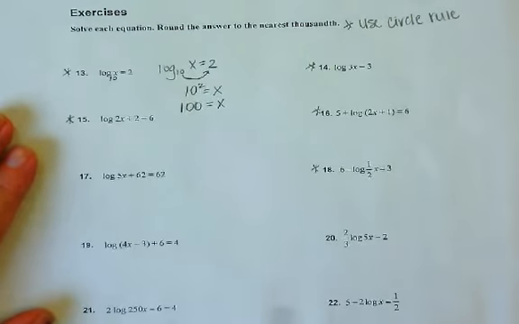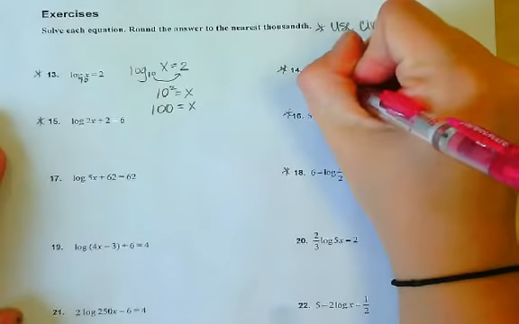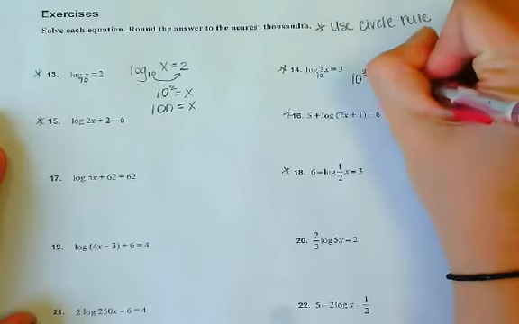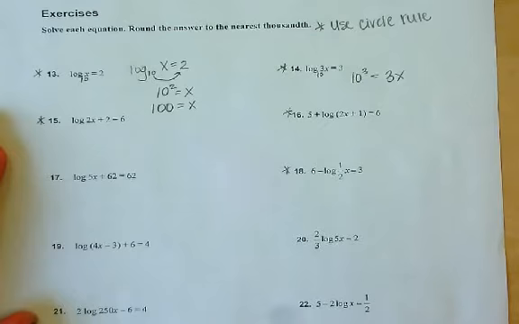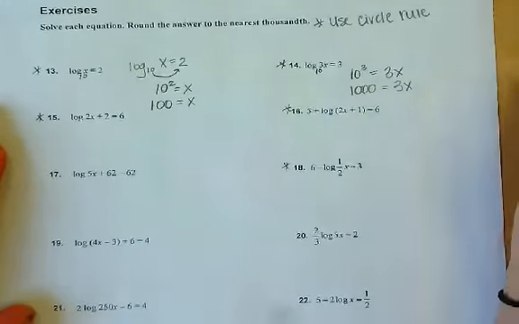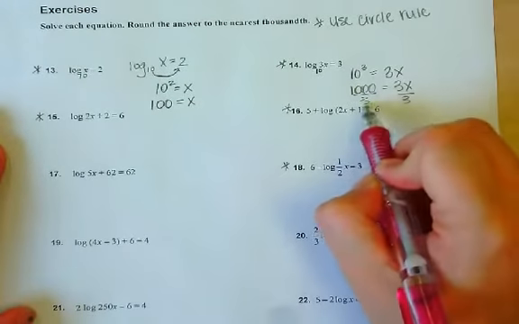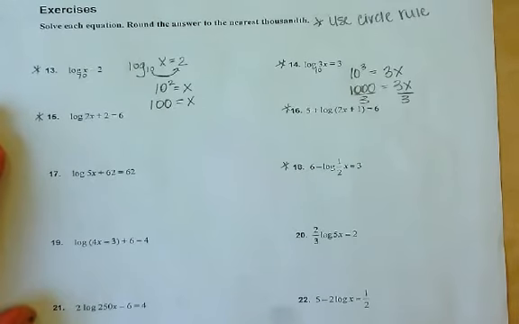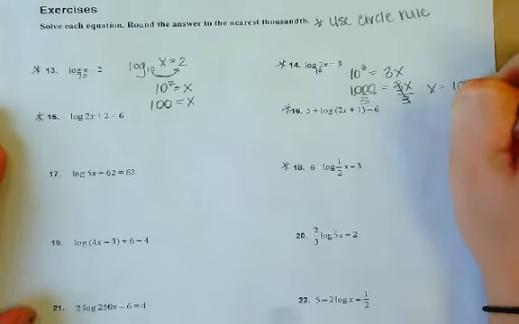For problem number 14, it is the same type deal. There's no base written, so it's understood to be a 10. So that becomes 10 cubed is now equal to 3x. I can compute a value for 10 cubed in my calculator, which gives me a value of 1,000, is now equal to 3x. I'm going to divide both sides by 3. So when I divide by 3, it gives me this decimal, and I'm going to do math to a fraction, which is just going to leave my answer as 1,000 divided by 3.